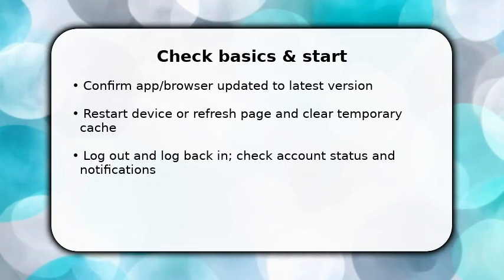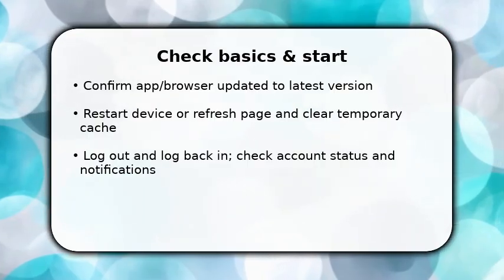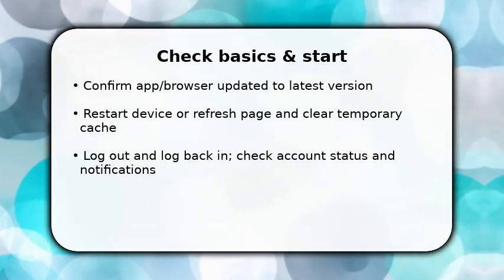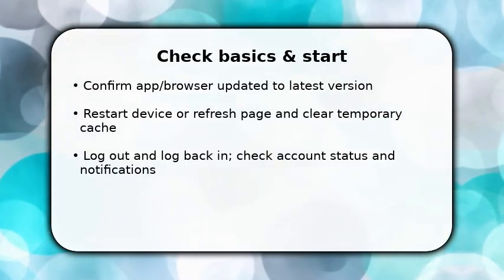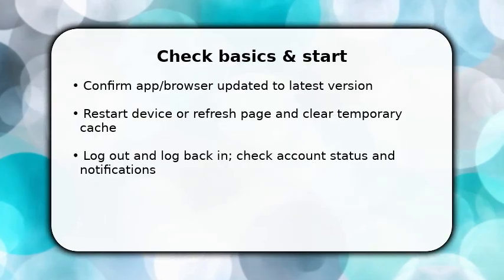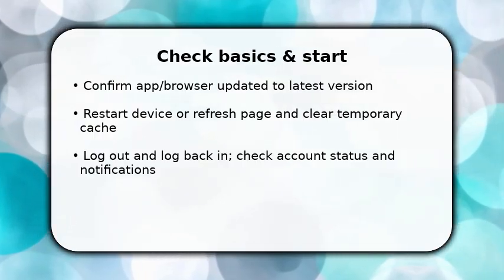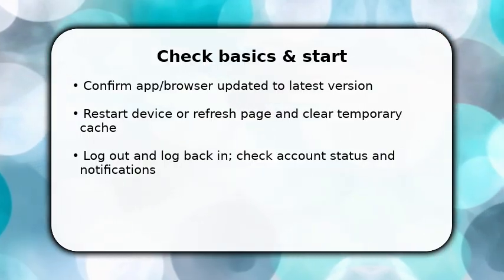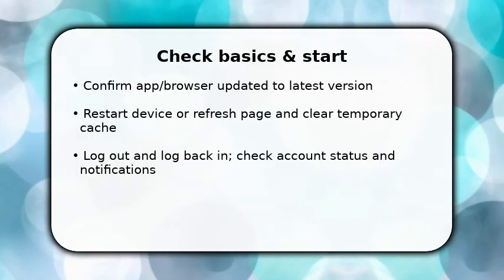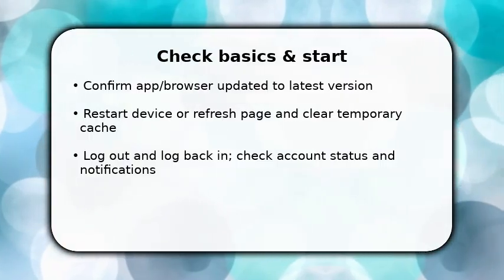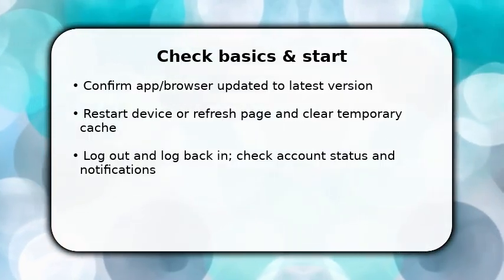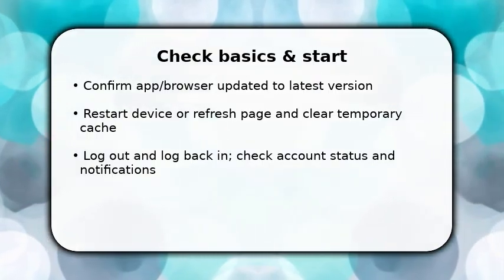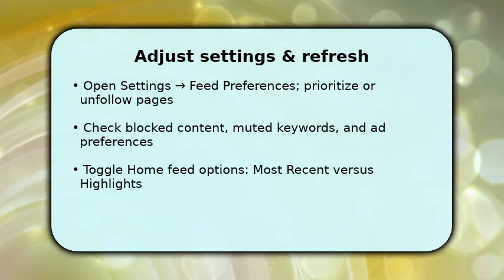You start by confirming core prerequisites. Update the Facebook app or browser and make sure your device has a stable connection. Once done, clear the cache or reload the page to remove temporary glitches. You should sign out and sign back in to refresh session data and scan for any account alerts that block display. Make sure you have basic permissions enabled for content and notifications so the home feed can load correctly and immediately show changes.